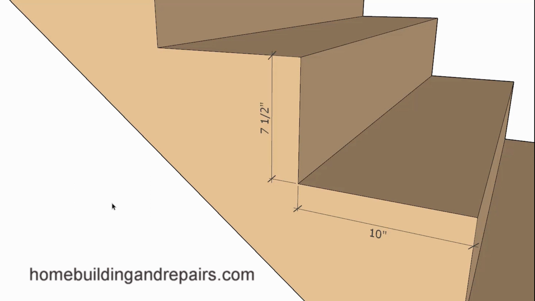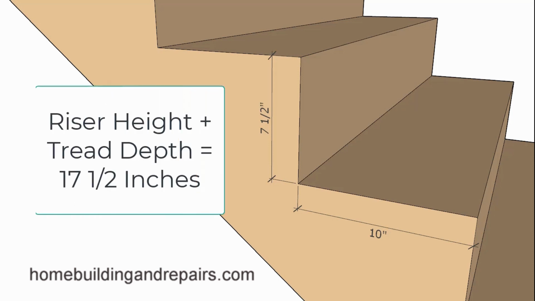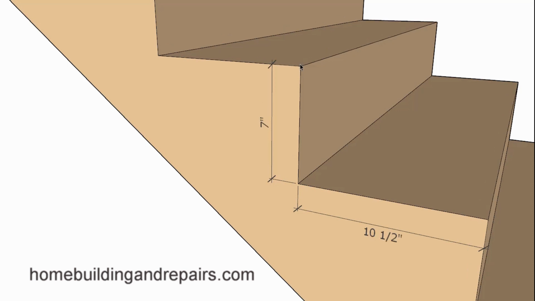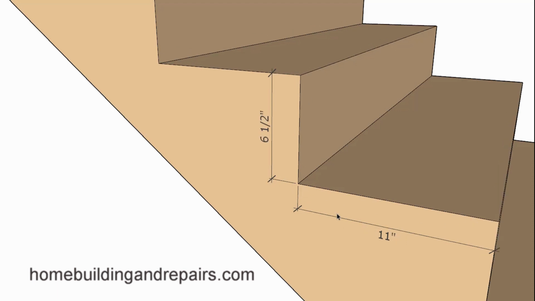And I think the best formula for this will be the 17.5-inch rule. And that's going to be as simple as adding the length of the tread to the height of the riser to get 17.5 inches. And I believe this formula will work as long as the riser heights do not exceed 7.5 inches. So we can always make the riser a little shorter and the tread a little longer. For example, an 11-inch tread and a 6.5-inch riser might work just fine.